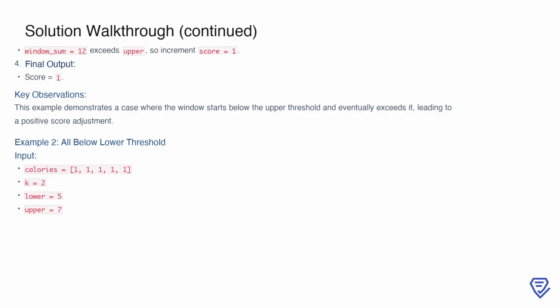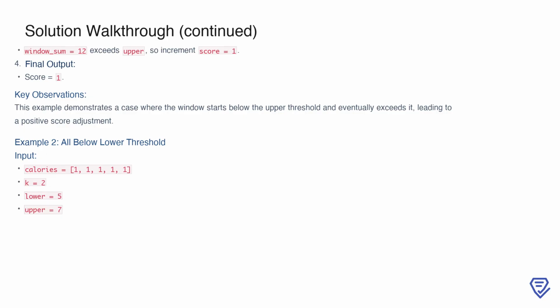The key takeaway here is how the score changes based on the relationship between the window sum and the thresholds. The window starts below the upper threshold but eventually exceeds it, which leads to a positive adjustment in the score. Let's move to the next example.